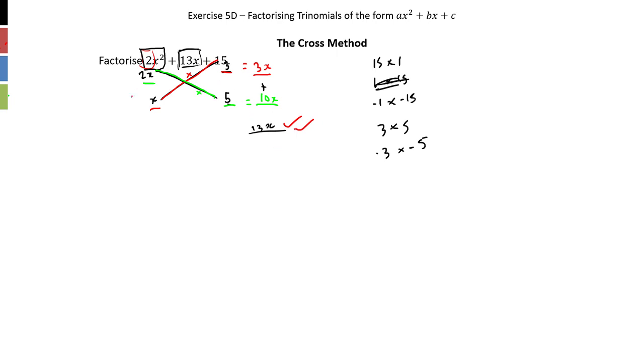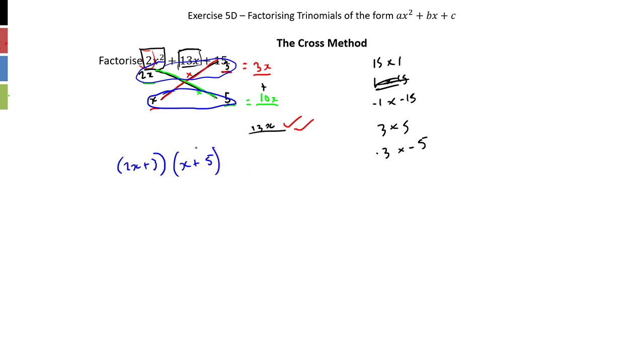That works. What this cross now gives me, these numbers at the top, is going to be our first bracket, 2x plus 3. And these numbers down the bottom are going to give me my second bracket, x plus 5. So the name cross method comes from making this cross where we multiply along it. The terms on the left side of the cross are factors of our first term. The terms on the right side of the cross are factors of our third term. When we multiply along our cross and add our results, it should give us our middle term.